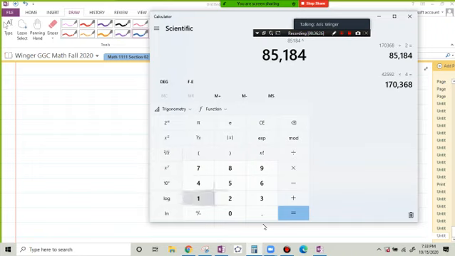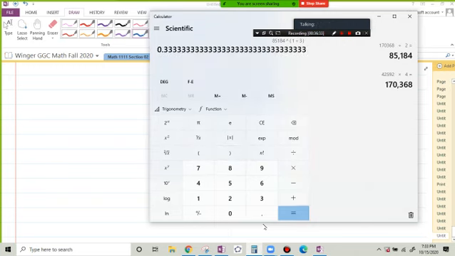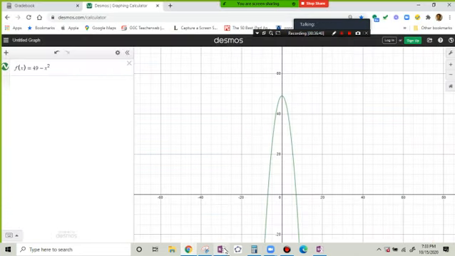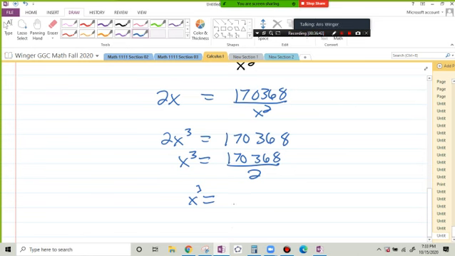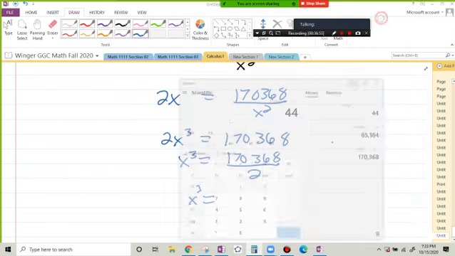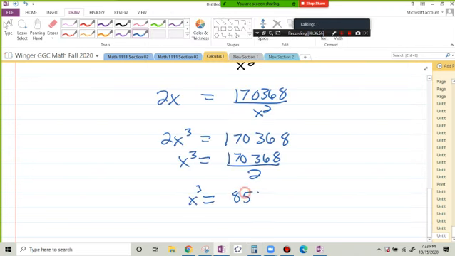We'll raise this to the 1/3 power. Let's see if it's going to be nice to us. Equals 44. How nice is that? X cubed equals, let's go back, 85,184. And x is 44.